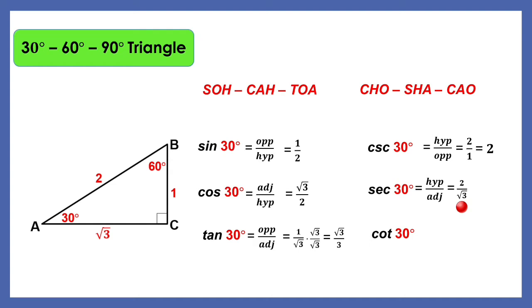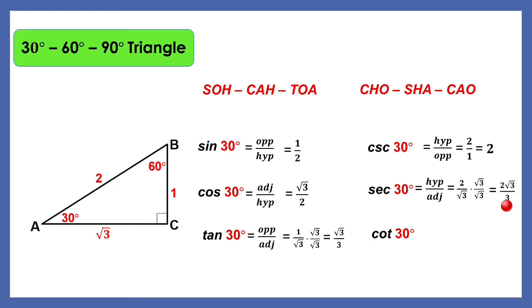We will rationalize kasi meron tayong radical symbol sa denominator. We will multiply by square root of 3 over square root of 3. 2 times square root of 3 is 2 square root of 3. Square root of 3 times square root of 3 is equal to 3. Therefore, our ratio is 2 square root of 3 over 3.